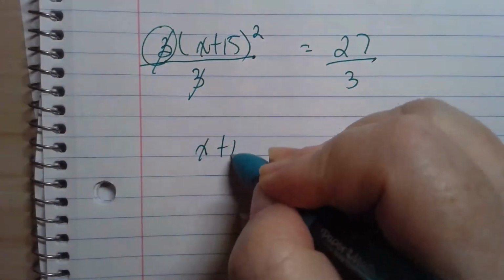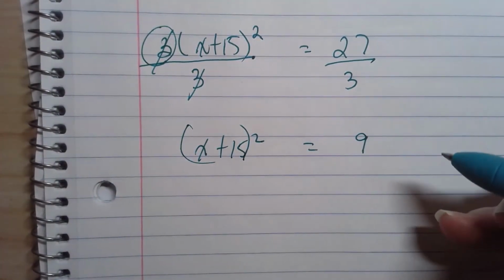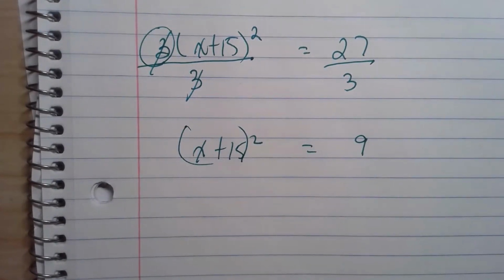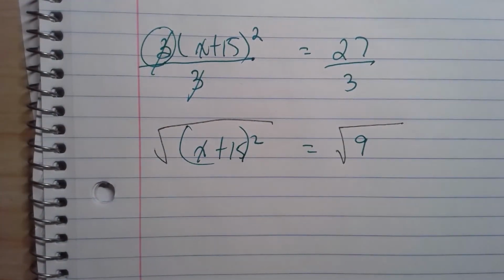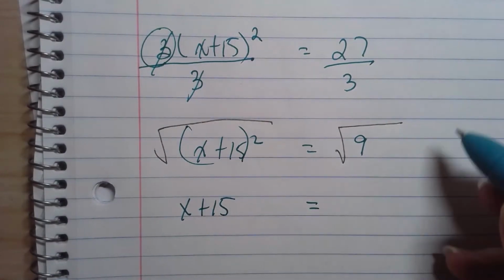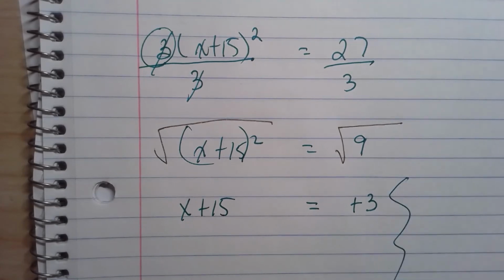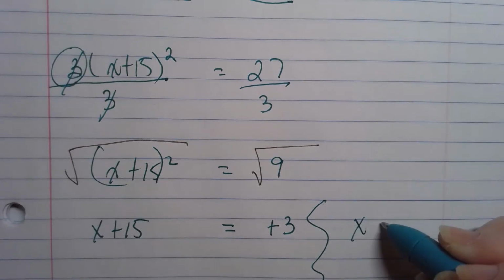Then we're going to divide both sides by 3, which now leaves us with x plus 15 squared equals 9. Then we're going to take the square root of both sides. Remember that when we have a square root, it has a plus value and a negative value, because 3 times 3 gives us 9, and negative 3 times negative 3 gives us 9. So we're going to write this twice. x plus 15 equals positive 3, and then x plus 15 equals negative 3.